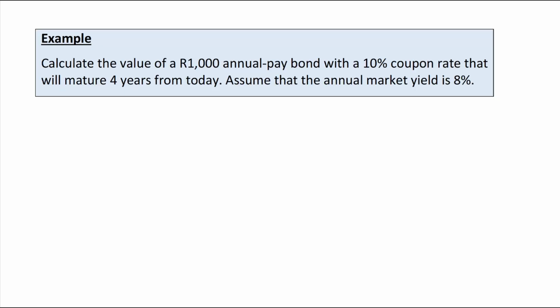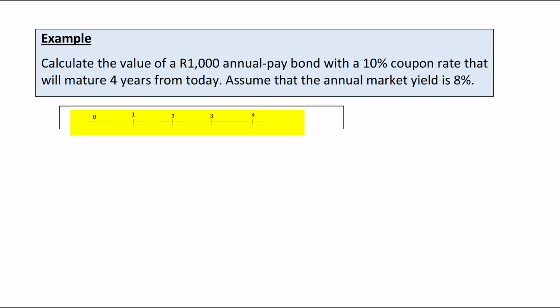Calculate the value of a 1,000 Rand annual pay bond with a 10% coupon rate that will mature 4 years from today. Assume that the annual market yield is 8%. In order to set up the timeline, you identify that the bond is annual pay, so the notches are 1 year apart. The maturity date is 4 years away, so the final notch is at t equals 4.